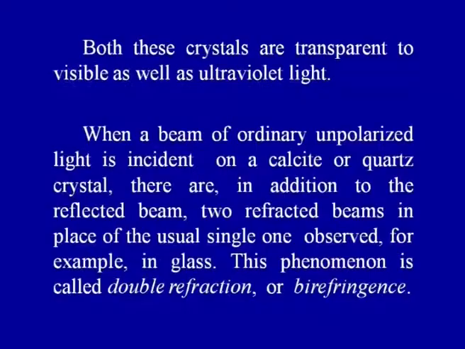When a beam of ordinary unpolarized light is incident on a calcite or quartz crystal, there are, in addition to the reflected beam, two refracted beams. Remember, two refracted beams in place of the usual single one, which is observed for example in glass or any other isotropic material. This phenomenon is called double refraction or birefringence.